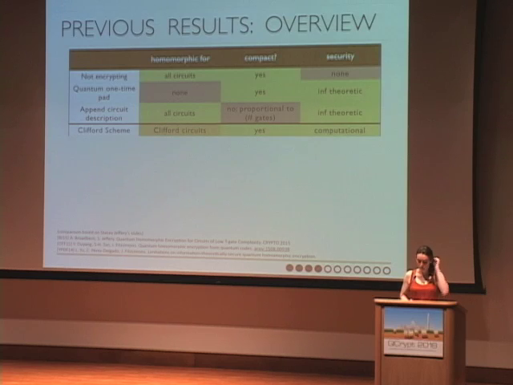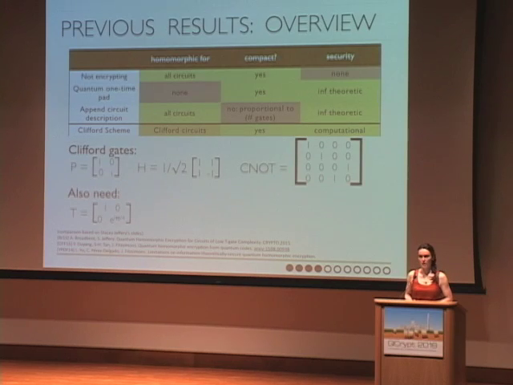A slightly less trivial scheme is the Clifford scheme. It has been around for a while, and basically this scheme is homomorphic for all Clifford circuits. Just as a recap, Clifford circuits are the circuits that are comprised of these Clifford gates, so the phase gate P, Hadamard, and the CNOT. But, as we all know, for universal quantum computation we also need this T gate. This Clifford scheme has computational security. It's built on a classical homomorphic encryption scheme.